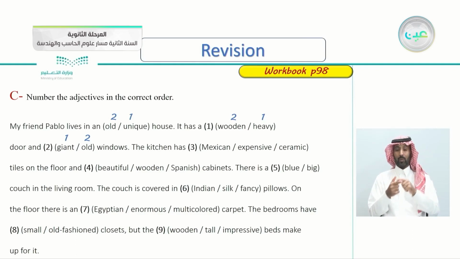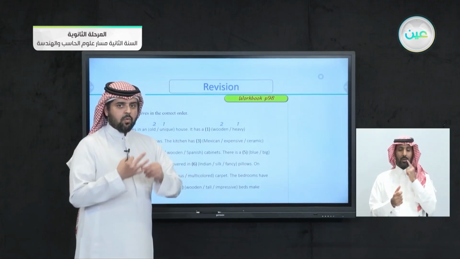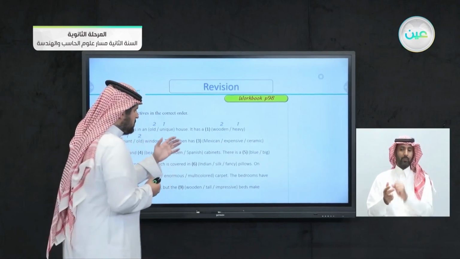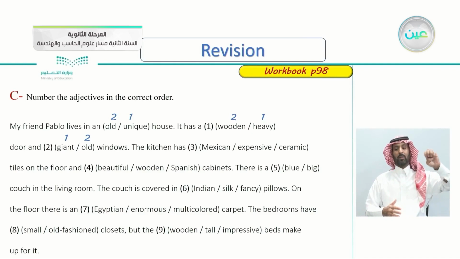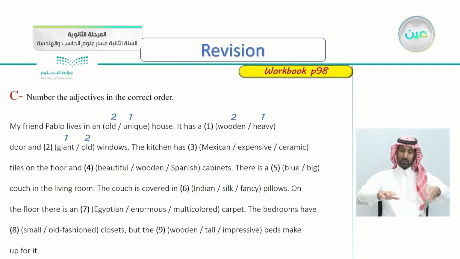The kitchen has Mexican expensive ceramic tiles. So now we have three adjectives, so we have to number them 1, 2, and 3. We're describing the tiles of the floor. The kitchen has Mexican, nationality, expensive, an opinion, ceramic, material. So which one comes first, and then which one comes number 2 and number 3? Can you put them in the correct order here? Let's see the answer here.